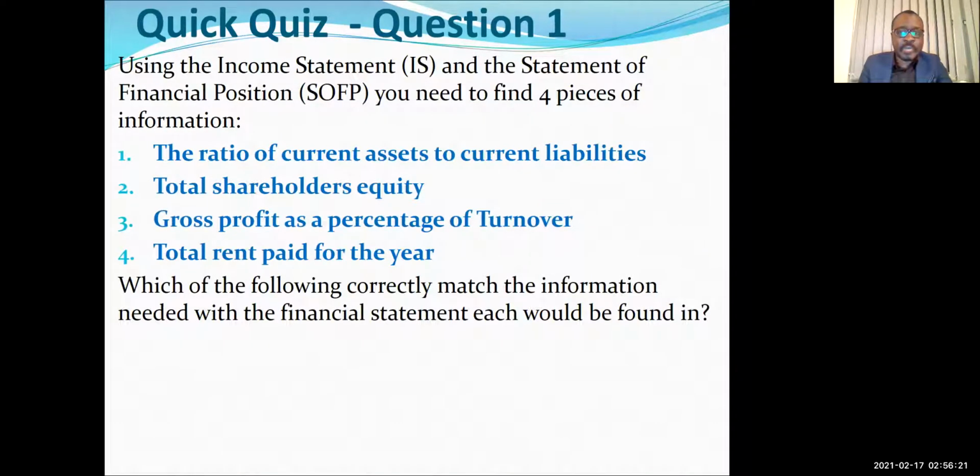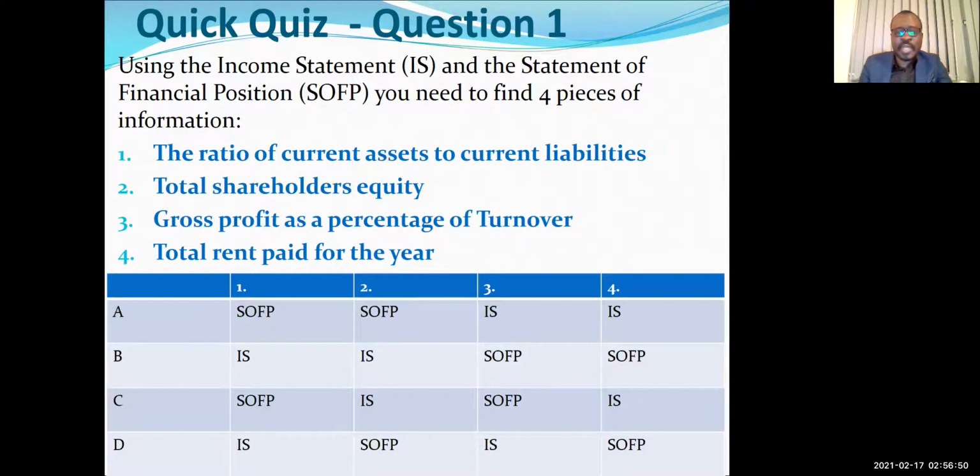This is a question, try to see if you can get them, okay? The question is simply asking you, where can we find these items? Where will we find the ratio of current assets to current liabilities? Is it in the income statement or statement of financial position? All right. Where can we find total shareholders' equity, gross profit as a percentage of turnover, total rent paid? Okay, so try and work it out. Of course, you can get the solutions posted here, but you can still ask yourself, where can I find these items? All right.